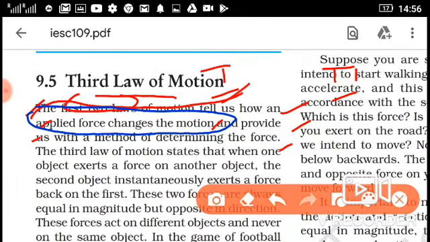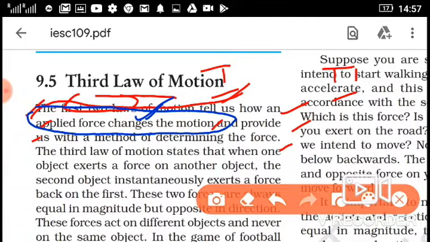The first law tells us that unless you apply an unbalanced force on the object, you cannot change the state of rest, the state of motion, or the direction. So we need an unbalanced force to change the motion. Okay, this is the first law.